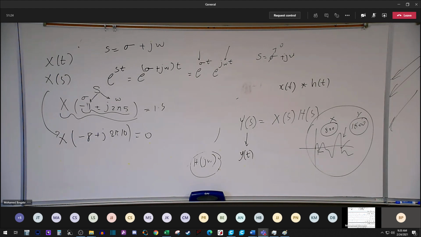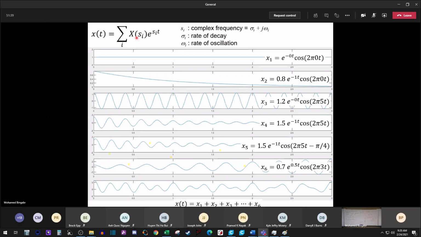So basically, if I know the Laplace transform of a signal, I can reconstruct the signal in the time domain using this equation, this summation. So it is e to the s_i t, and this x of s_i will be, in this case, 1 here. X of s_i, another i, it could be 1, you will get 0.8. Another i, it could be 3, you will get 1.2. And if I sum all these, I get back this signal.